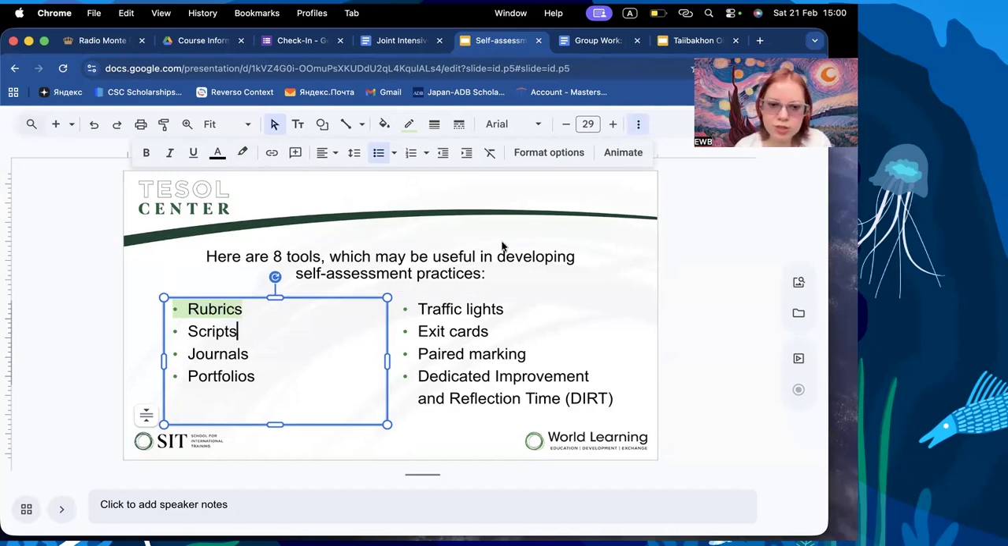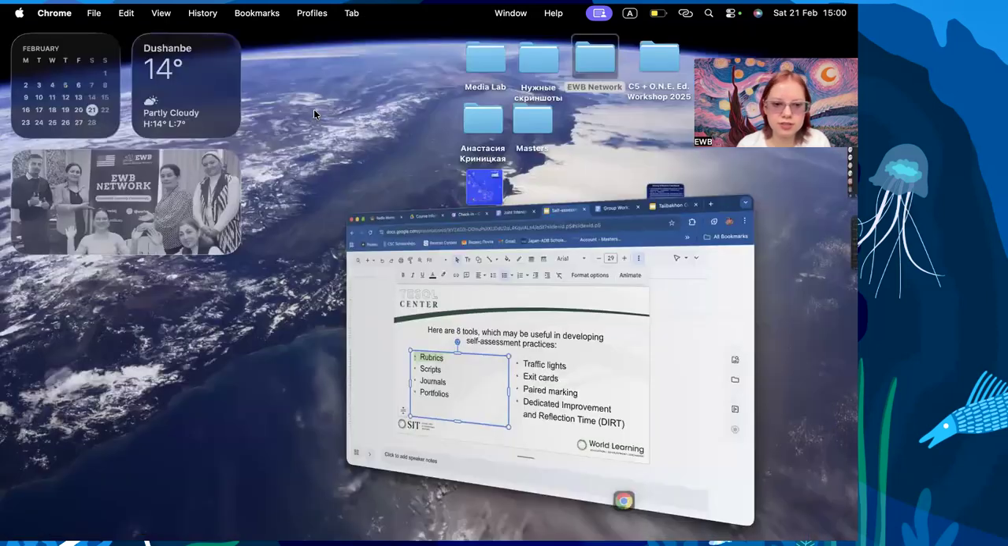Self-assessment is when I evaluate my own work. I check what I did well and what I need to improve. Thank you, Shalo. That's completely right.